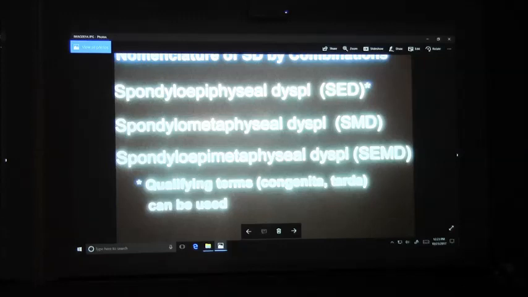This is the most common combination. This is second most common, and this is unusual and quite rare. So you have both the epiphyses and metaphyses and the spine involved. You have a very small number of conditions to consider.